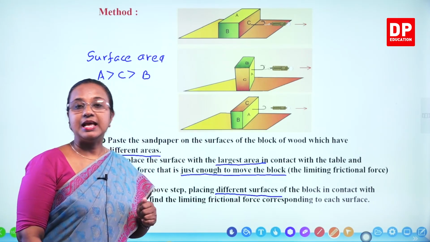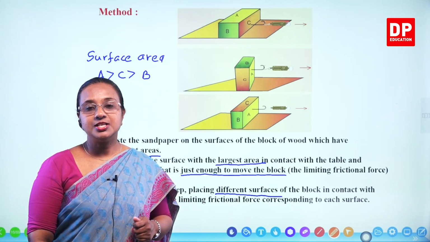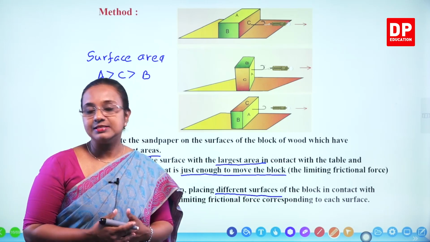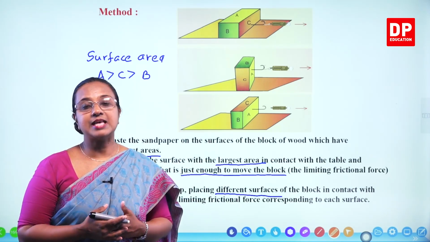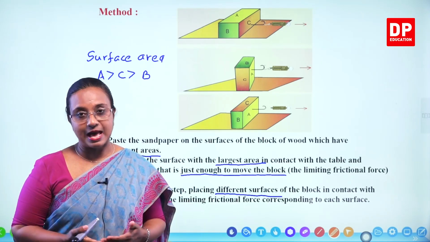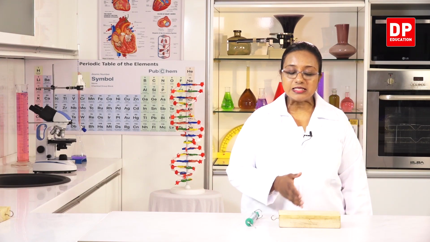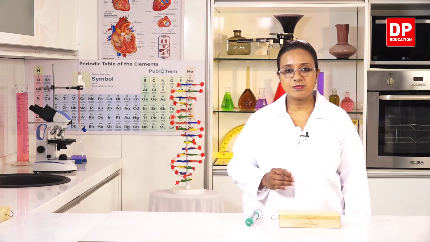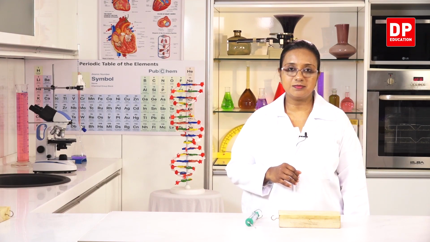So I have explained the steps of this procedure. I'm sure you would have understood it clearly. It is a very simple activity. Now let us do this activity in the lab. Okay students, now let us do the activity to observe whether the surface area of an object has an effect on the limiting frictional force exerted by the surface of the table.